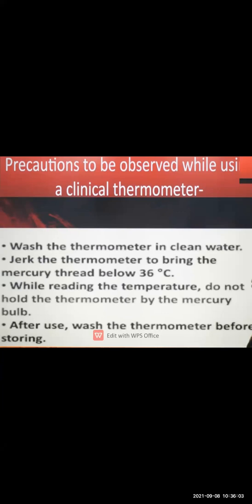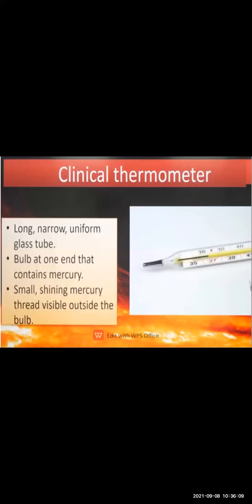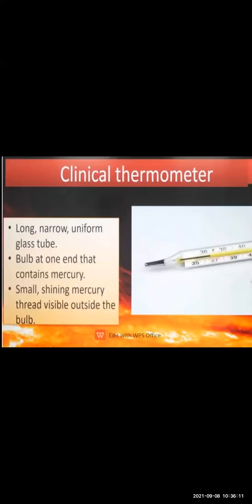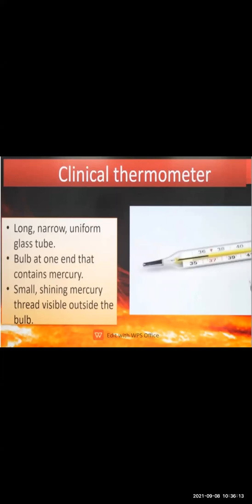Now while reading the temperature you are not supposed to touch the mercury bulb. Now this is the mercury bulb, यहाँ पे जो pointed silver color का जो point है, that is the mercury bulb. So you are not supposed to touch the mercury bulb. Here you can see the thread which is rising to note the temperature, and here the measurements are given through which you can read the temperature of an object.